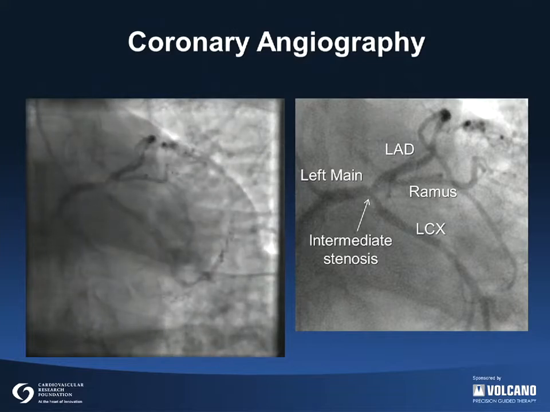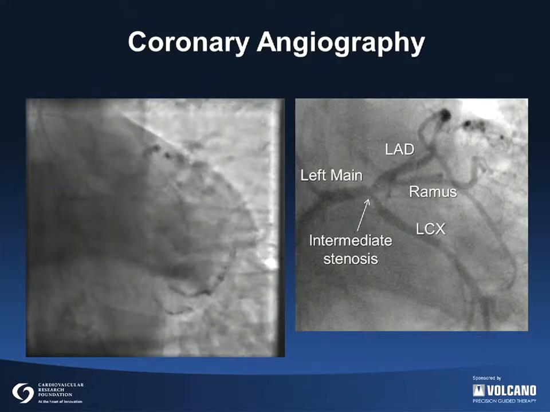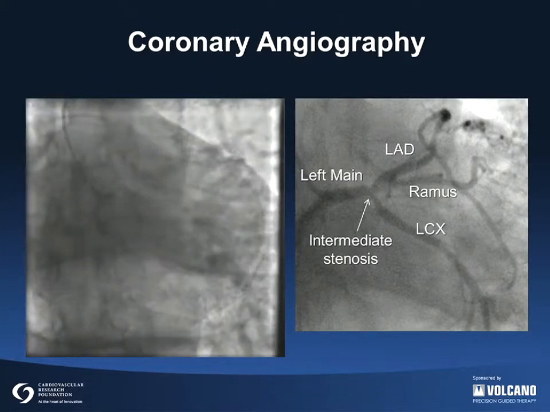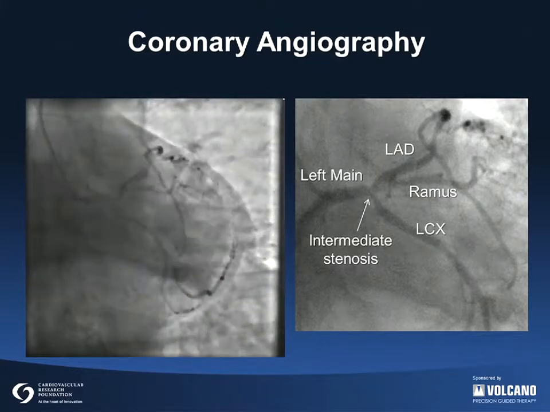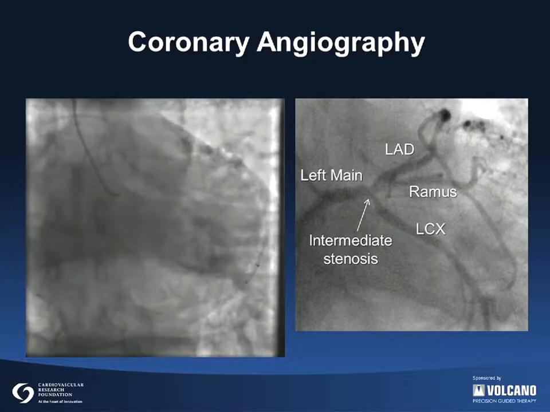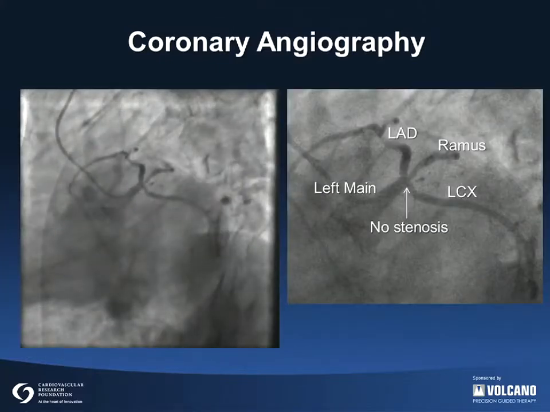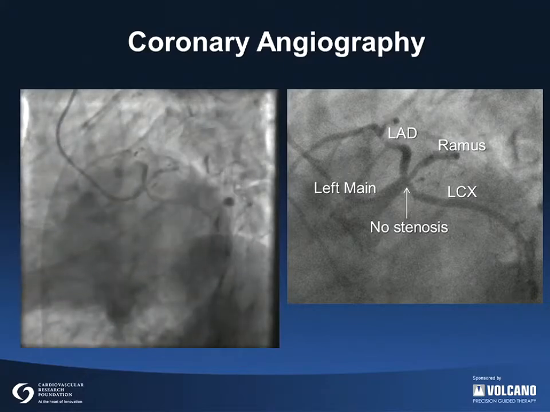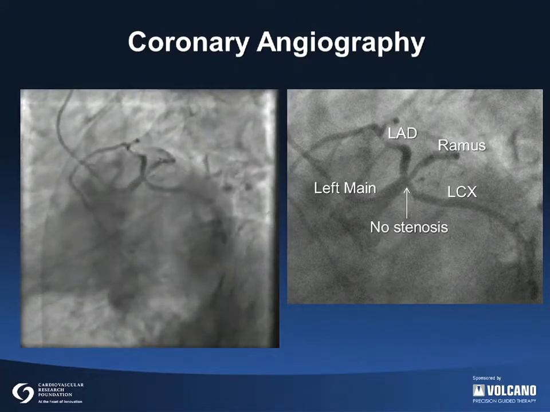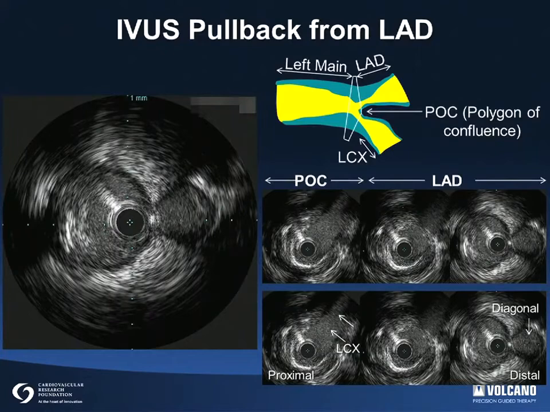This RAO caudal view shows an intermediate stenosis in the distal left main. However, the spider view does not show any distal left main stenosis. Two IVUS pullbacks were performed, one from the LAD and one from the left circumflex.